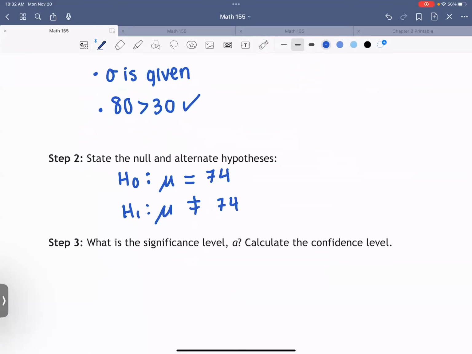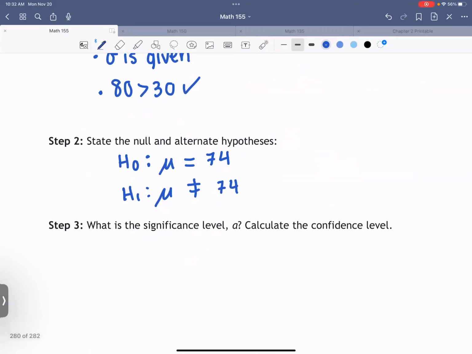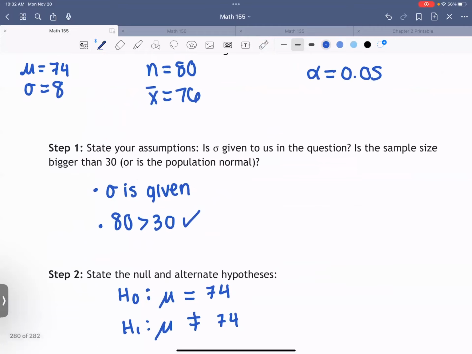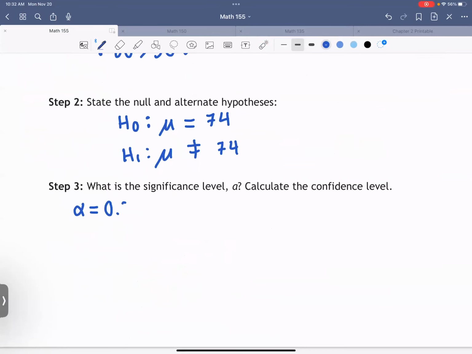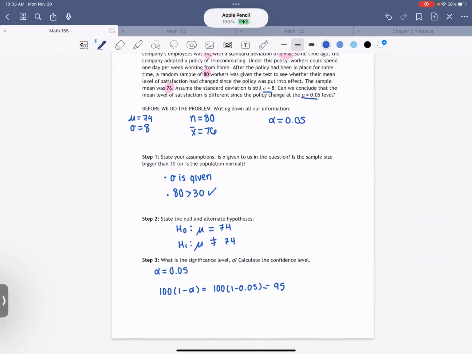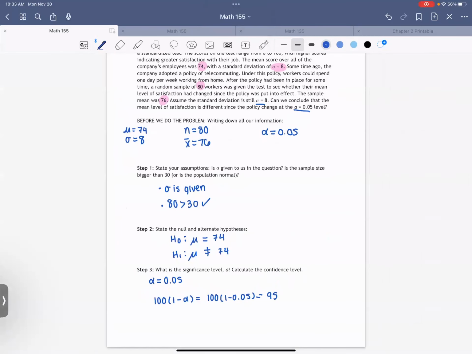All right. We wrote our null hypothesis, we wrote our alternate hypothesis. Now we have to do step 3. The significance level alpha is equal to 0.05. I wrote it up here. Finding the confidence level is the same thing we did in the last question. It's 100 times 1 minus alpha. We can substitute it in, and since I did the same calculation on the last page, I'm just going to tell you it's 95. Any questions before I go to Minitab?